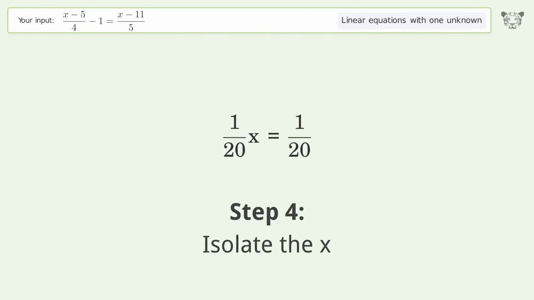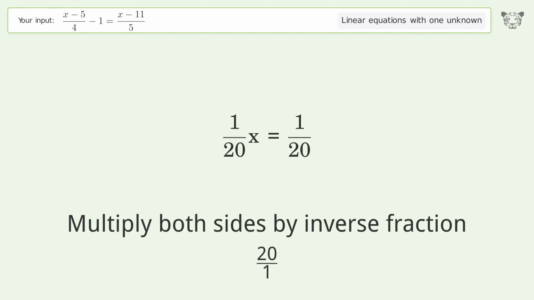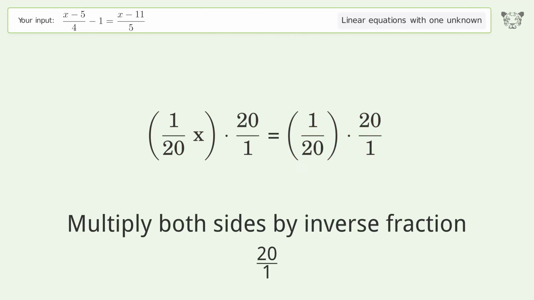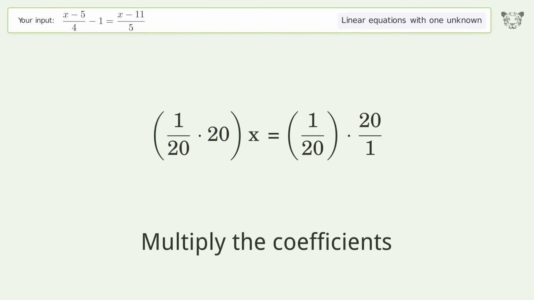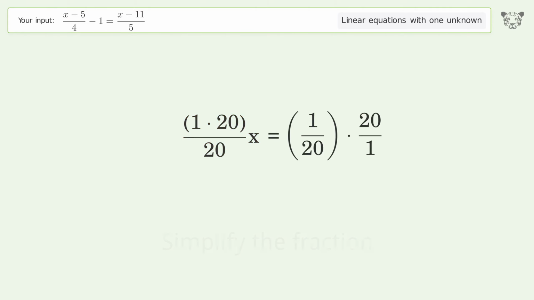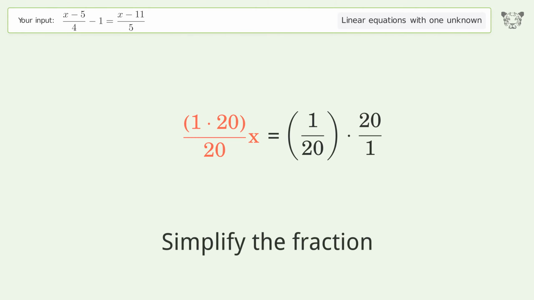Isolate the x. Multiply both sides by inverse fraction 20/1. Group like terms. Multiply the coefficients. Simplify the fraction.